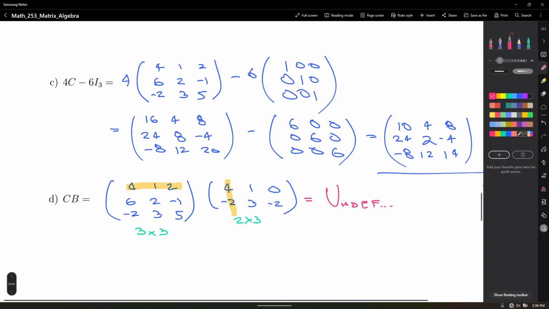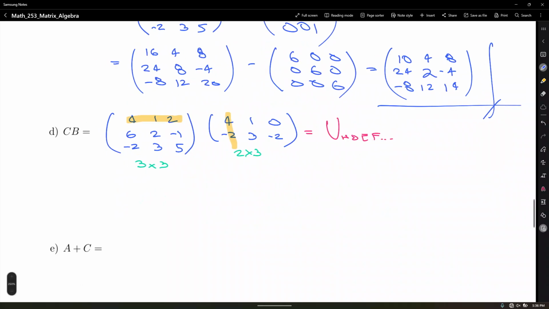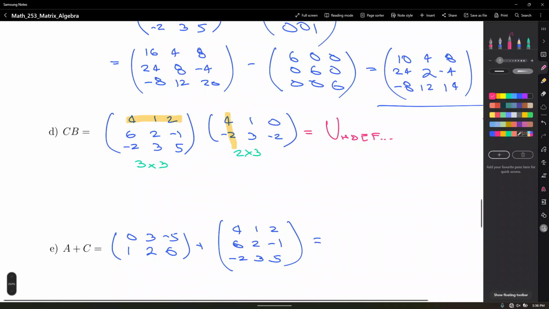Okay, undefined. Last but not least, A plus C. What about A plus C? So A, which is 0, 3, -5, 1, 2, 6, plus, again, 4, 1, 2, 6, 2, -1, -2, 3, 5. Can we add those two matrices together? Why not? They're not the same size in this case, right? They're not the same size. So also undefined. Not the same size.